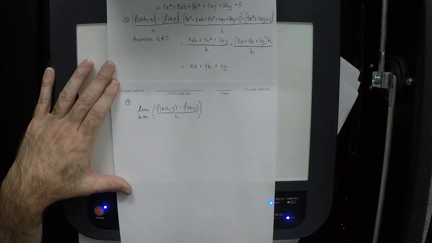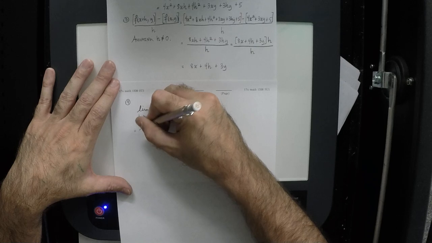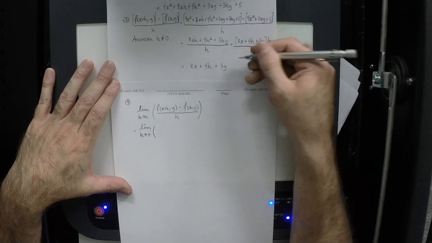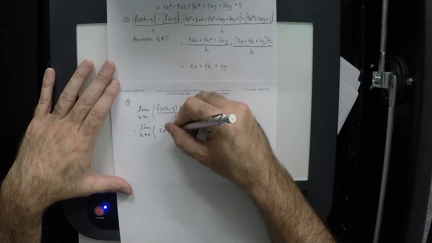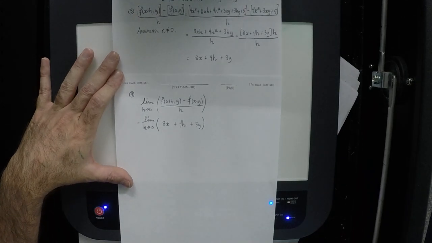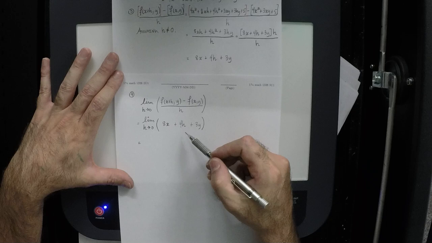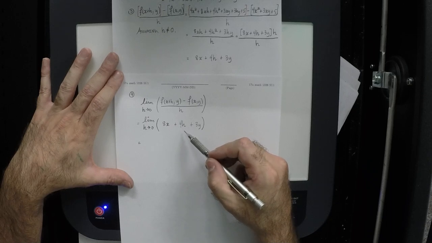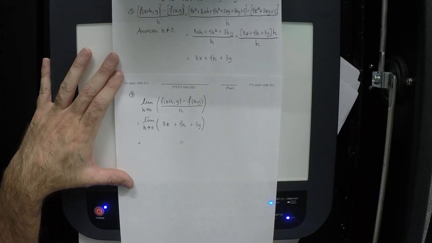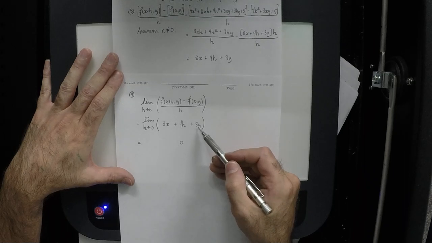Yeah, I mean for this function that we're still dealing with. Well, it's the limit as h goes to 0 of that expression that we just calculated up there, so 8x plus 4h plus 3y. Well, one of them is easy. They're all easy, but for some reason students have most ease with this one. Where does 4h go? It goes to 0. How about where does 3y go? So what does 3y go to as h goes to 0? 3y.